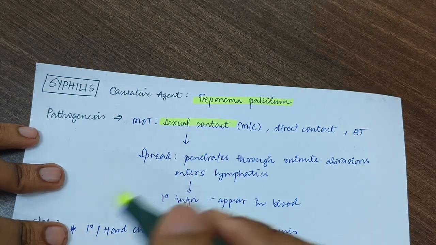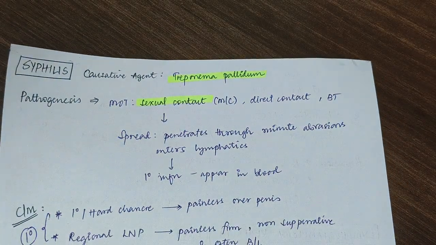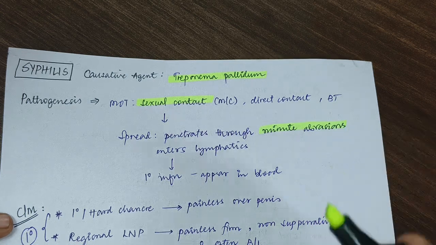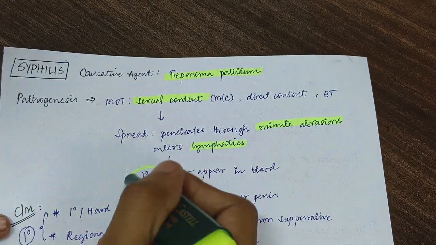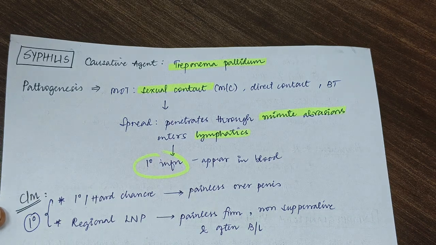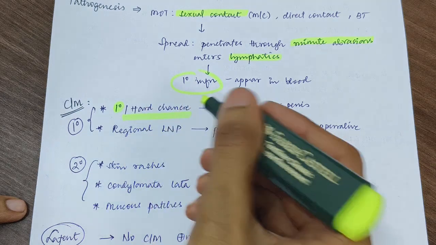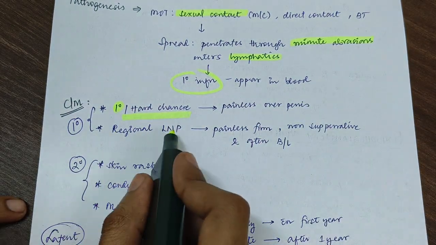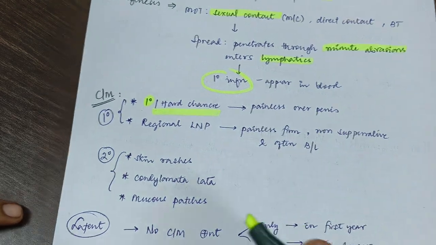Pathogenesis: sexual mode of transmission is the most common. Direct contact can also occur, and blood transfusion also can lead to this. Spread is basically penetration through the minute abrasions, entering into the lymphatics. Once it enters the lymphatics, the primary infection is set in. Clinical manifestations: primary syphilis, primary chancre or hard chancre, a painless ulcer over the penis. Then regional lymphadenopathy, that is painless, firm, non-suppurative and often bilateral.